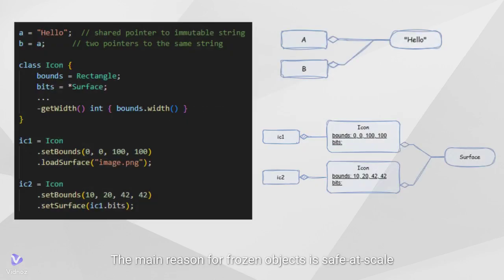The main reason for frozen objects is safe at-scale data structures. But the key side effect is easy sharing between data hierarchies, threads, and distributed systems. Thus, references are also shared, including aggregate references. Here we have 2 pointers to the same string. And 2 bit fields pointing to the same surface.